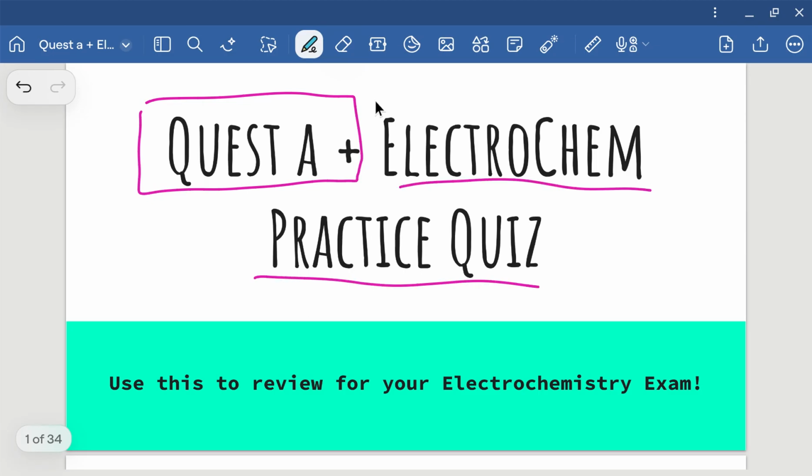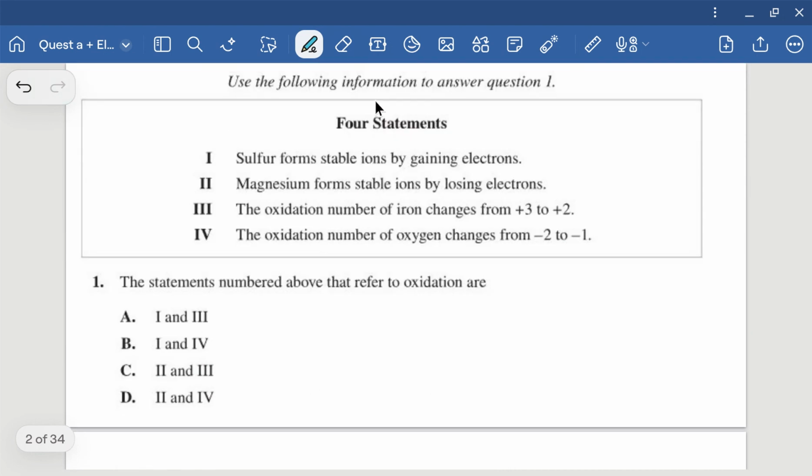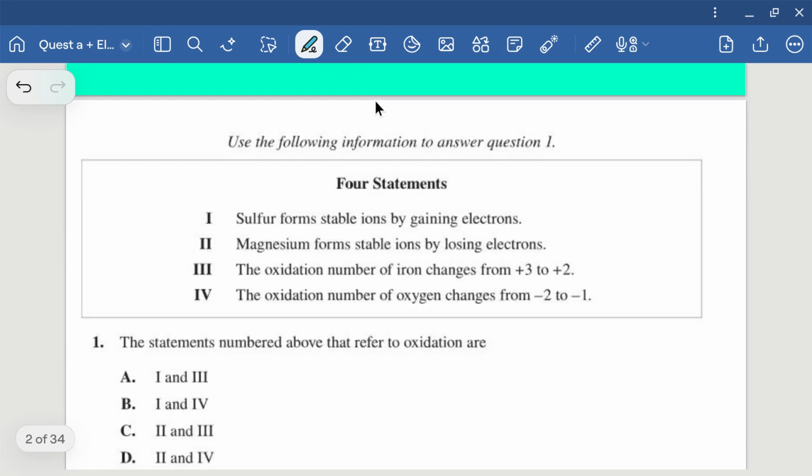So this is a practice test or practice quiz for electrochem. So I have this here. This is a really good review for you to study if you have your electrochem unit test coming up. The very first question here is showing that you know oxidation and reduction. You have 4 statements and are asked which one would refer to oxidation.